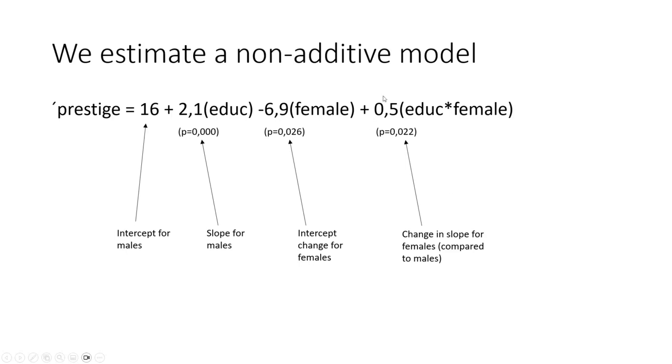Finally, this effect here, this is the interaction effect. It is statistically significant, so there is a statistically significant interaction. And this 0.5 is the change in the slope for females compared to males. The slope is 0.5 higher for females than it is for males. And that difference is statistically significant.